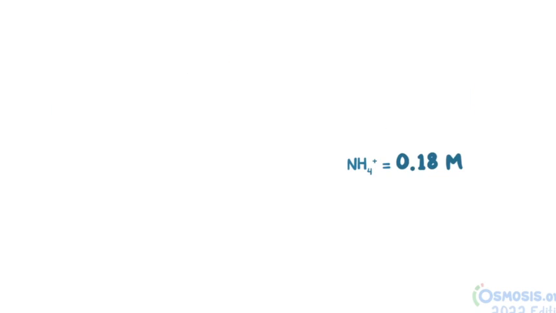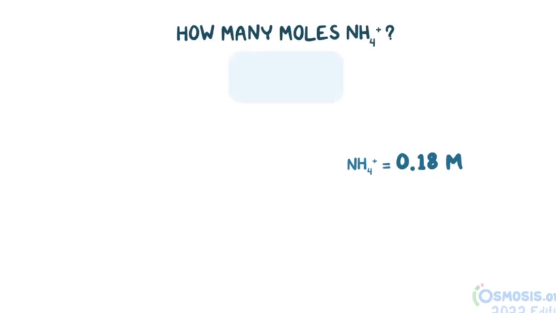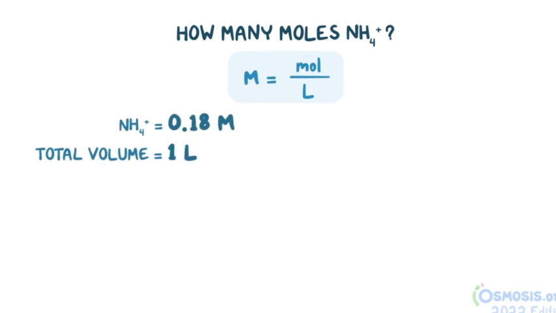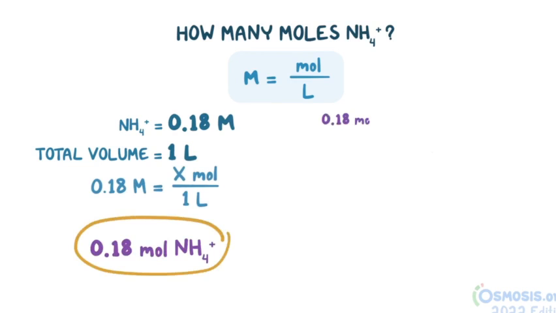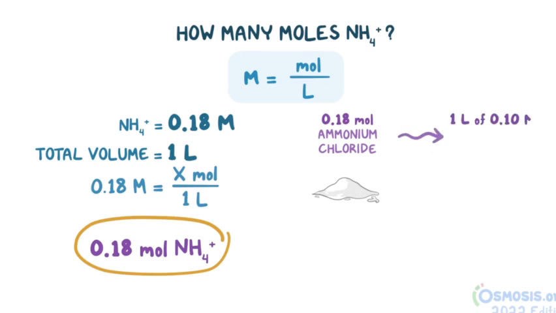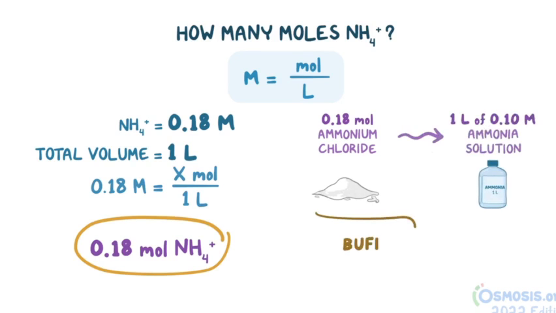Now, we can calculate how many moles of ammonium ions that we will need by using the equation molarity is equal to moles divided by liters of solution. Since the molarity of the ammonium ions is 0.18 molar and the total volume of the solution is 1 liter, we need 0.18 moles of ammonium ions. So what we can do is add 0.18 moles of ammonium chloride to the 1 liter of 0.10 molar ammonia solution to make a buffer solution with a pH of 9.